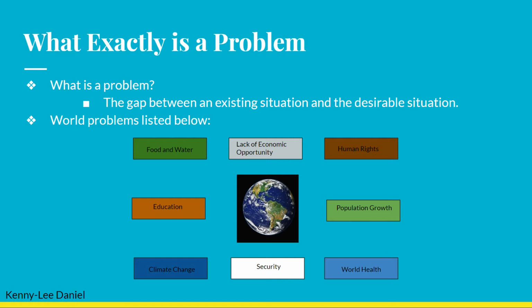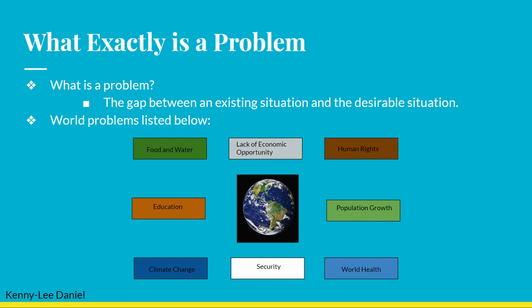Next, we're going to talk about problems. What is a problem? It can be considered to be the gap between an existing situation and a desirable situation. We can also look at it as a question that is proposed for a solution or a discussion.